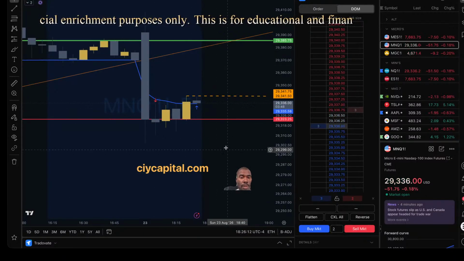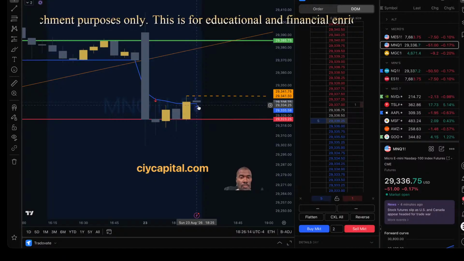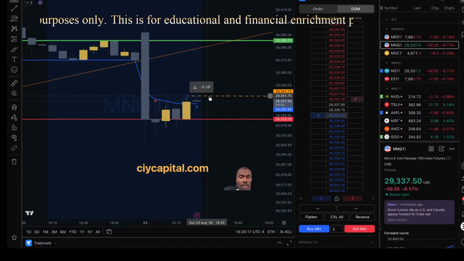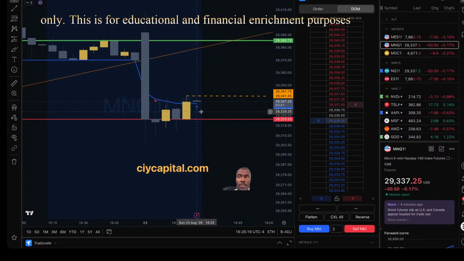All right. So yeah, price is bouncing between this support/resistance level and the VWAP.